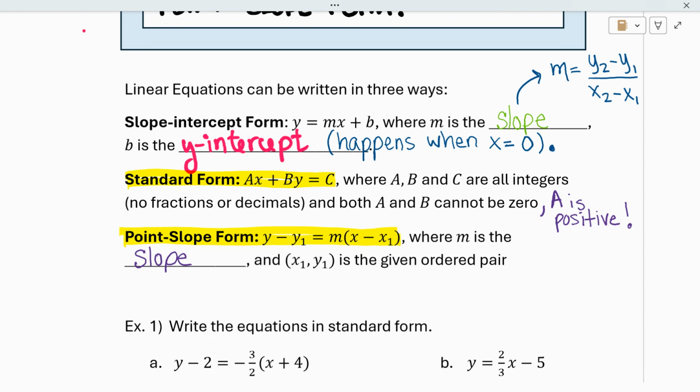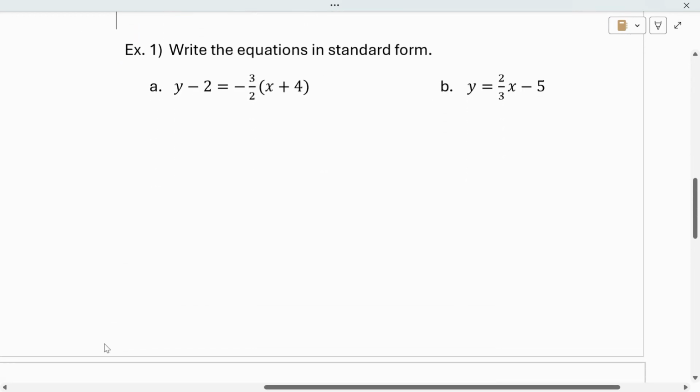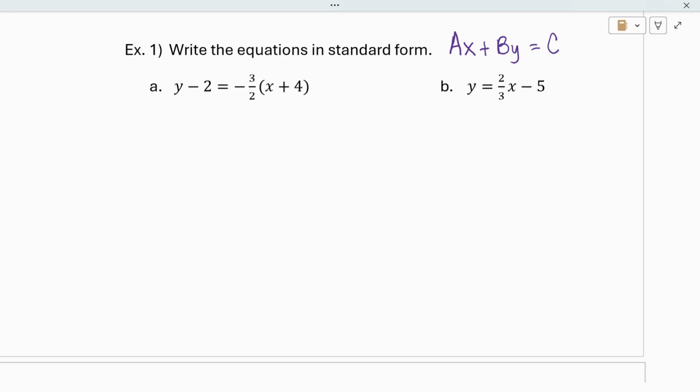Raise your hand if you need more time with that. Okay. So example number 1, write the equations in standard form. So I'm going to write off to the side what standard form is. Remember, standard form is capital A, X plus capital B, Y equals C. That's the form that I want, meaning that I want the X and the Y on the same side and the constant on the other side of the equal sign.